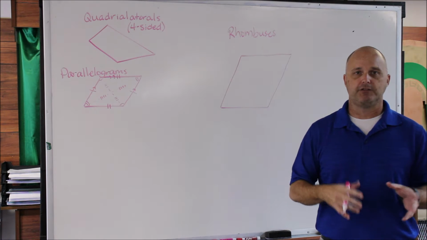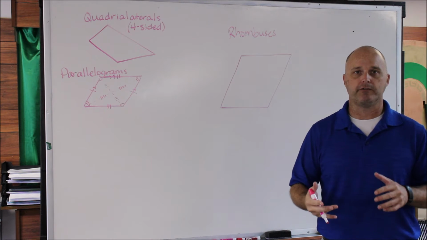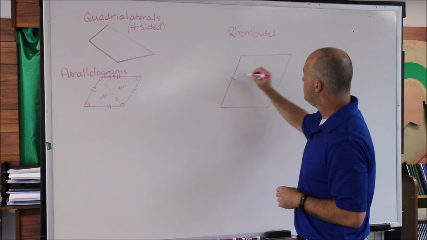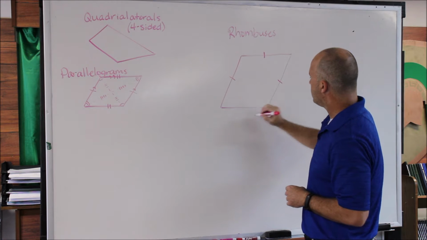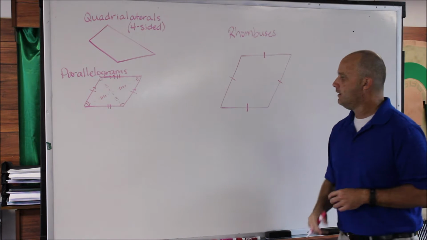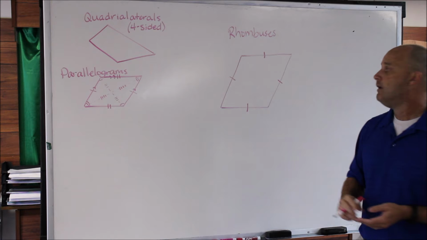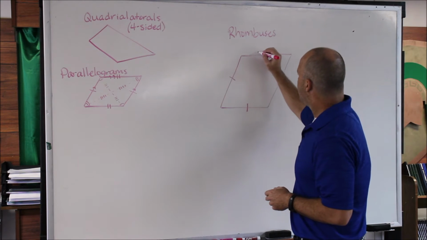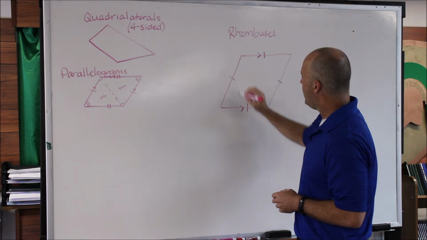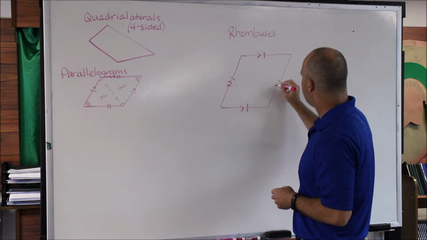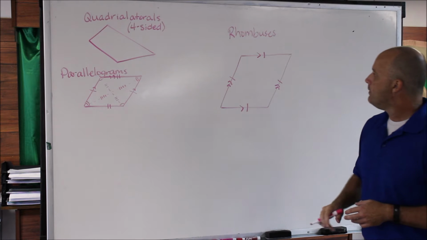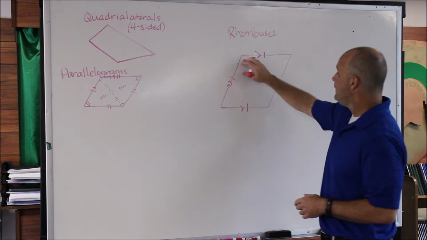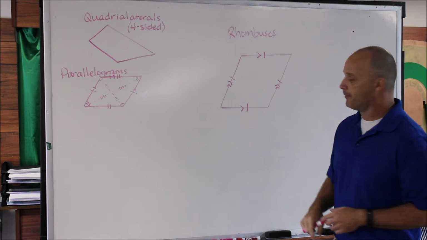Whereas parallelograms had two pairs of opposite sides that are congruent, rhombuses, all four sides are going to be congruent. So we can go ahead and put markings in on all four of these sides to show that they're congruent lengths. Now, just like parallelograms, we know that this side is going to be parallel to this side, and this side is going to be parallel to this side. The next thing that we know is that, just again like parallelograms, the opposite angles are going to be congruent.